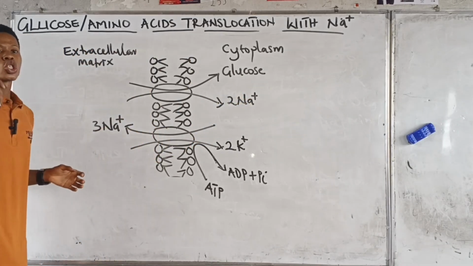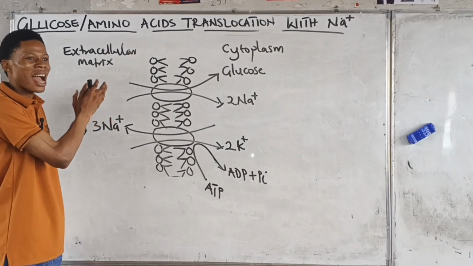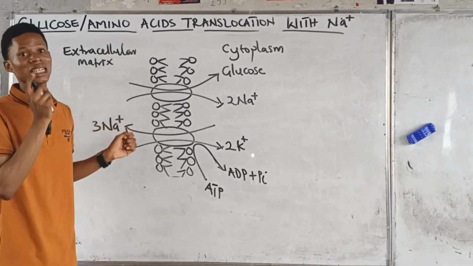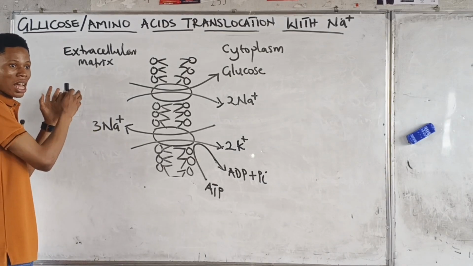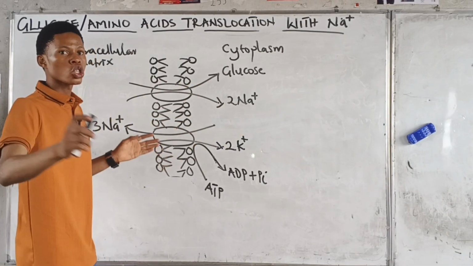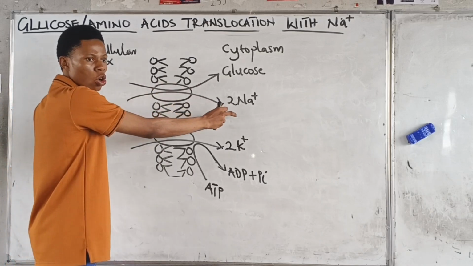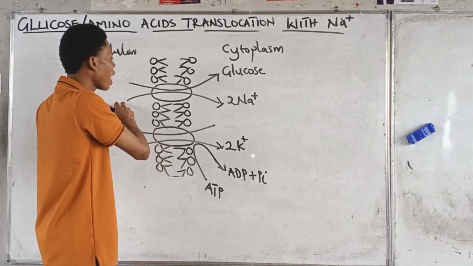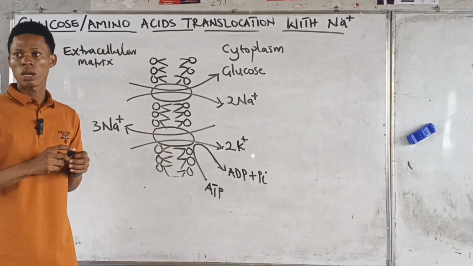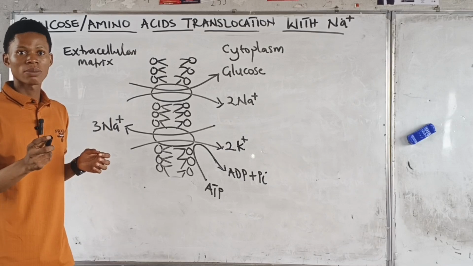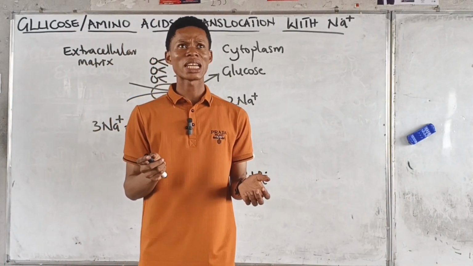Now, take note that sodium ion is always high outside the cell than inside the cell. So the concentration of sodium ion is high here and is low here. So sodium is moving now from high concentration to what? Low concentration, right? It's moving from high concentration to low concentration. Is that active transport or passive transport? Passive transport, right?